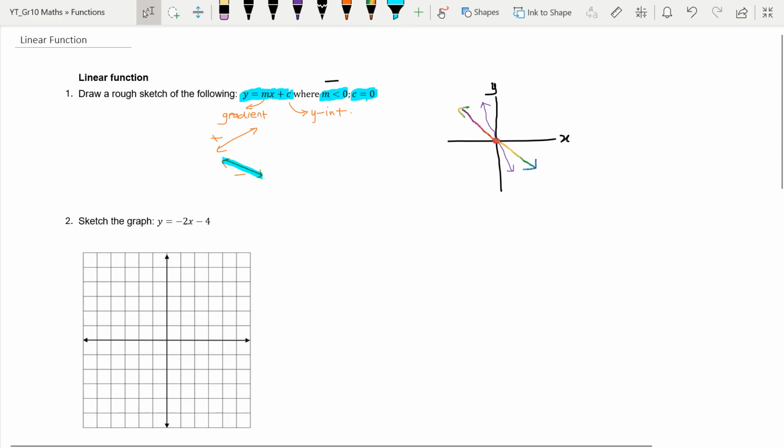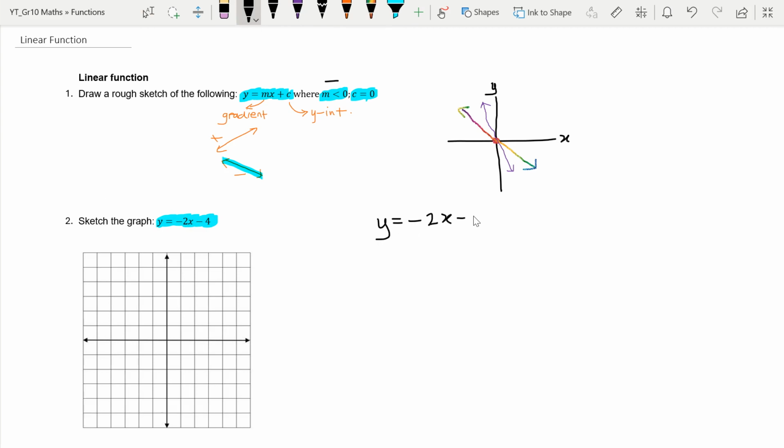For question 2, they want us to draw that straight line graph. y is equal to negative 2x minus 4. Okay, again, we can see that we've got a negative gradient of negative 2, and we've got a y-intercept at negative 4.